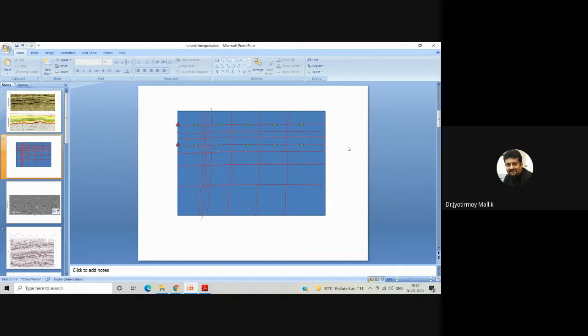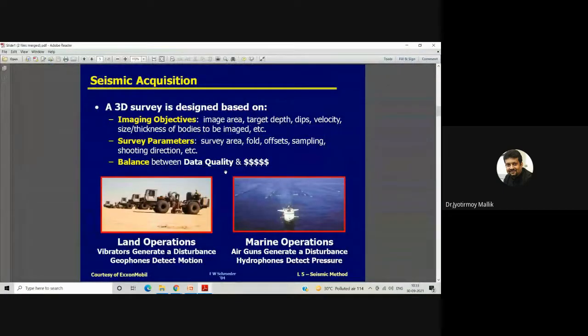So the difference between 2D and 3D seismic is simple: the acquisition is still 2D lines, but in 3D seismic, all these 2D lines are used to interpolate the area in between. This is what we call 3D seismic. Is that clear, guys? The difference between 2D and 3D seismic? Yes, sir. Very good.